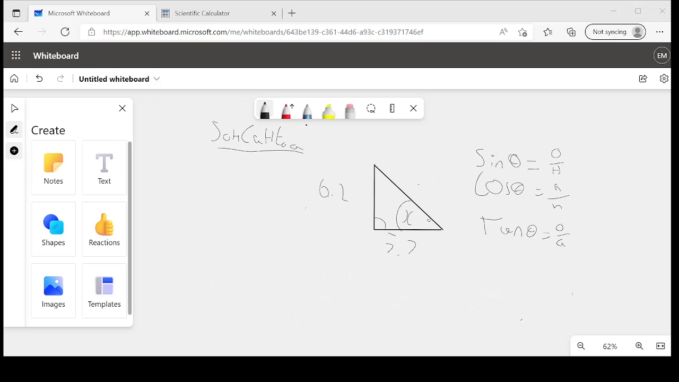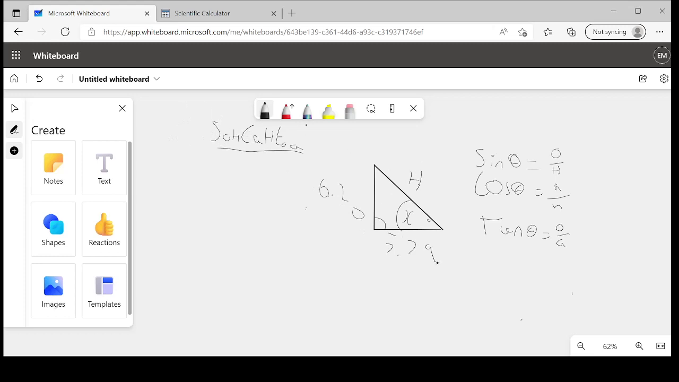Okay, so let's try one final example. So here we have these two sides, and let's start by labelling them. So this is the opposite, this is the adjacent, and of course this is the hypotenuse. So let's find what equation we need to use by using SOHCAHTOA. Do we have the opposite? Yes. Do we have the hypotenuse? No. So we don't want to use this one.